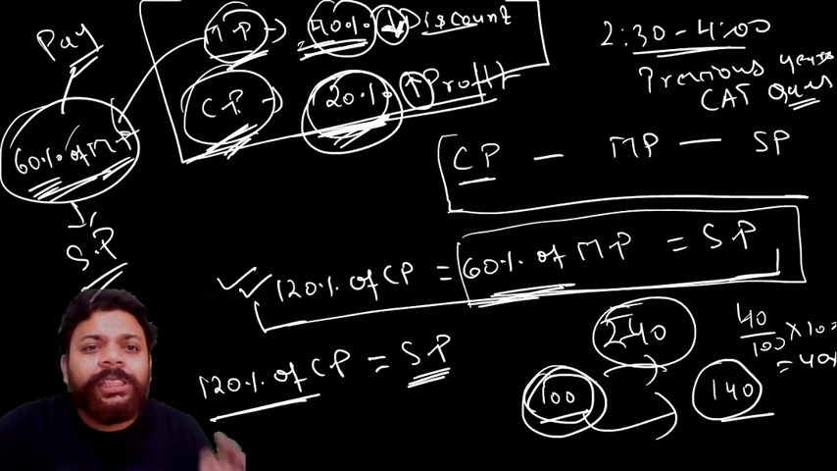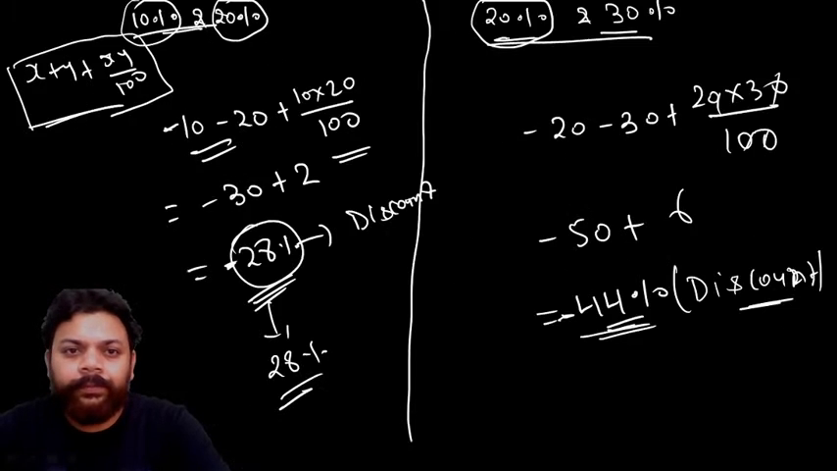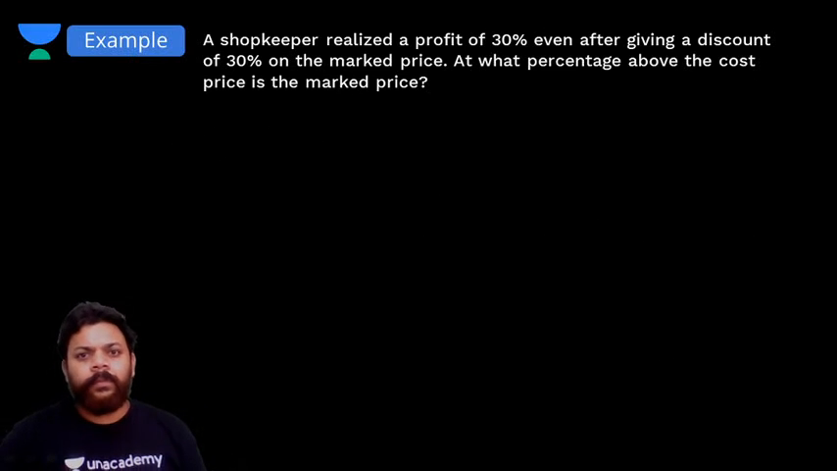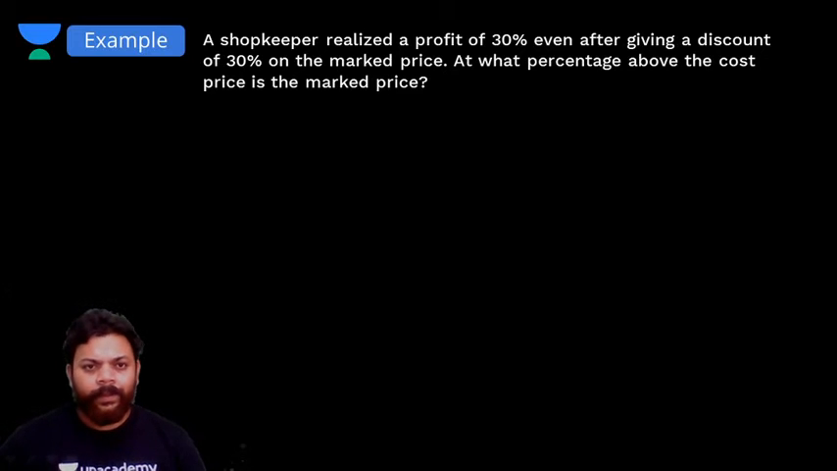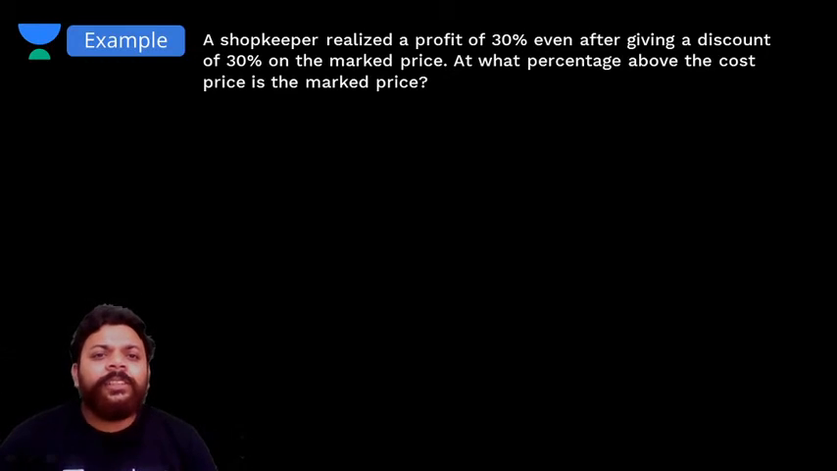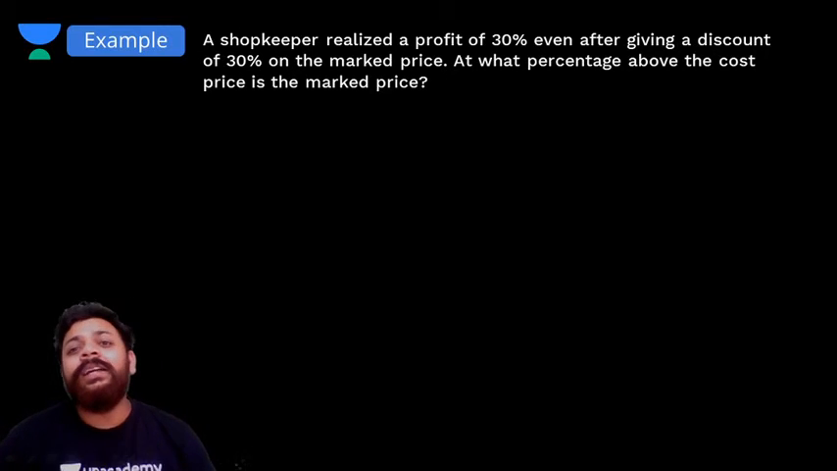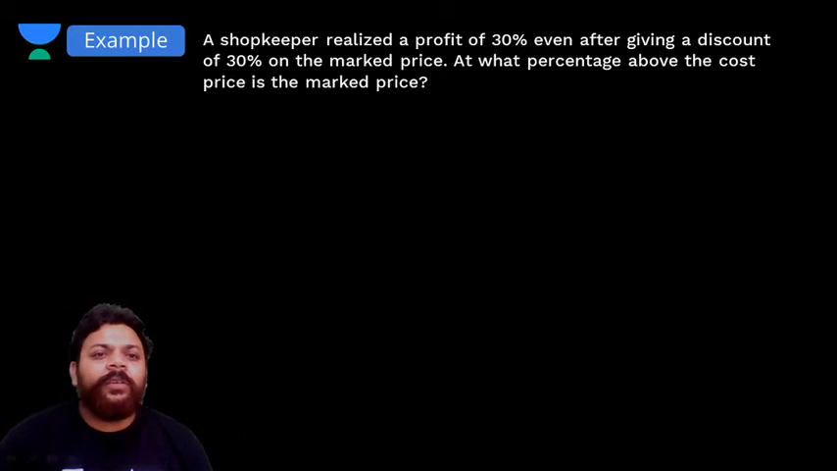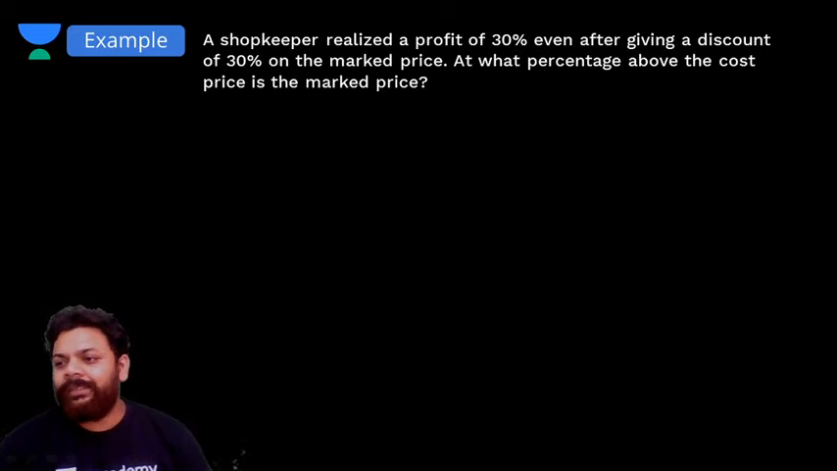So let's see one question based on this. Question is, a shopkeeper realized a profit of 30% even after giving a discount of 30% on the mark price. At what percentage above the cost price is the mark price?